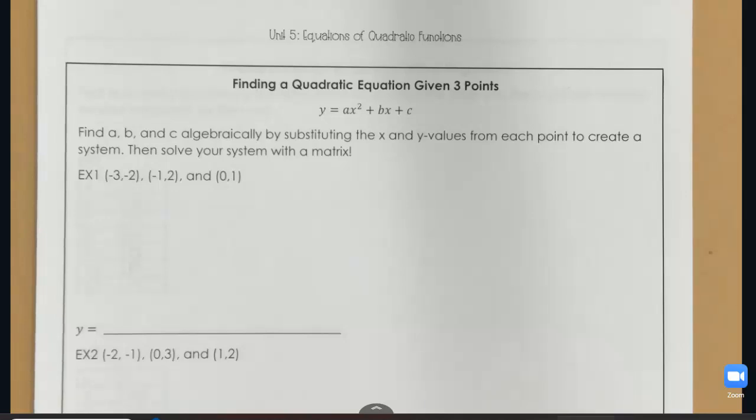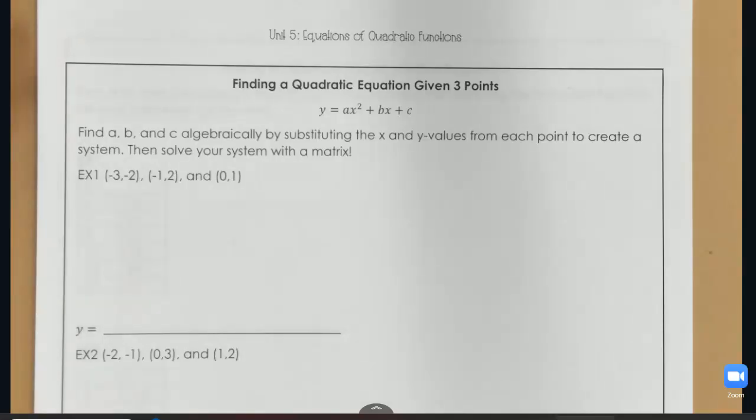It's another exciting day here in Algebra 2. We are starting Unit 5 with equations of our quadratic functions, and I'm going to show you two ways to do this today with a calculator. So the first way we are going to do this is from 3 points, and what we're going to do is use a system. So it'll be a 3-variable system, but you don't have to solve it by hand. You get to just use a matrix.